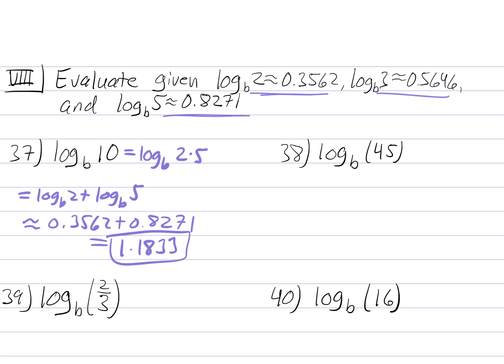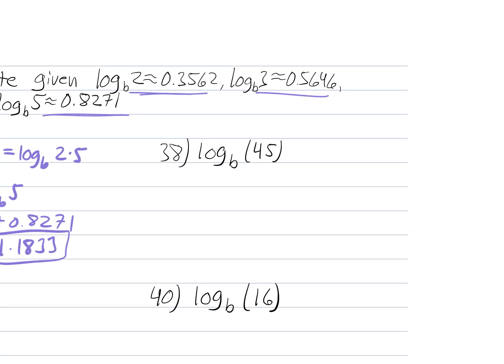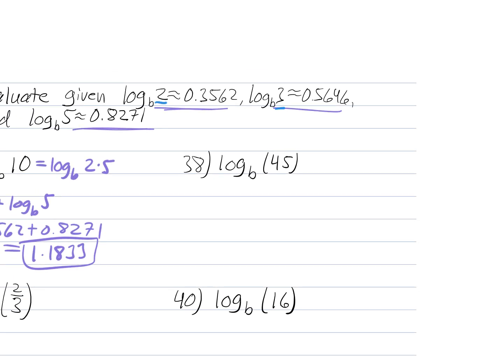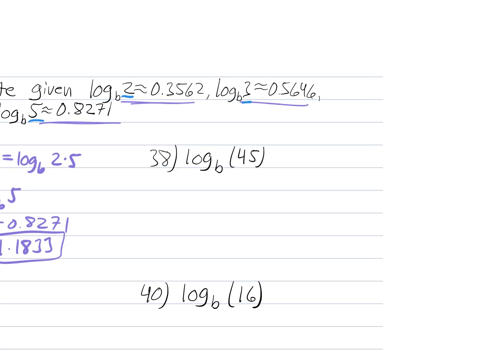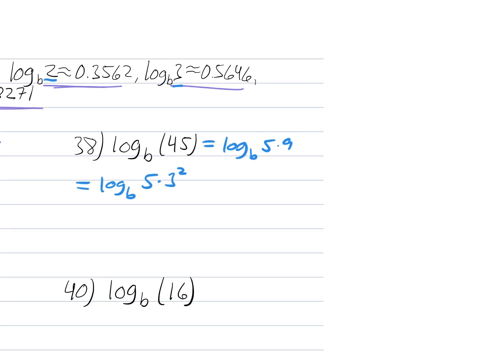Now the next one, log base b of 45. 45 is another thing that we can rewrite in terms of information that we're given. So we have a 2, 3, and a 5. Can we rewrite 45 in terms of any of those numbers? We can. 45 can be rewritten as 5 times 9. We don't have a 9, but we have a 3, and I know that 9 can be rewritten as 3 squared. So I can use my properties of logarithms to expand this expression.